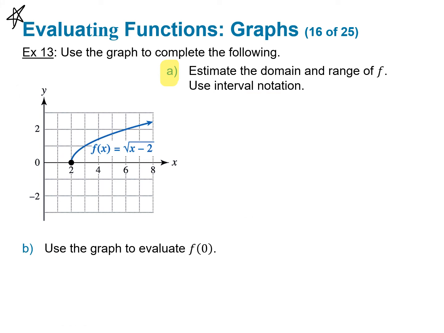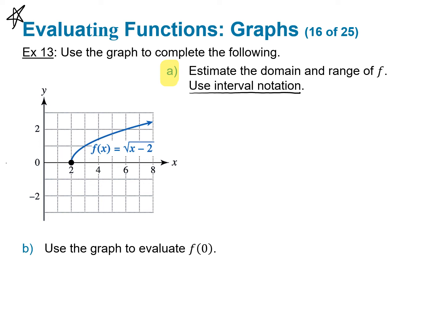Again, there's a star here, so pay close attention. Use the graph to complete the following. Estimate the domain and range. Use interval notation. So we just showed you how to do it if you're given the function in numerical form. So you may have an actual function, you have to solve something and see if my denominator can't be 0, or there's a radical and it can't be negative, whatever. Sometimes we'll give it to you as a graph and you can visually see it.